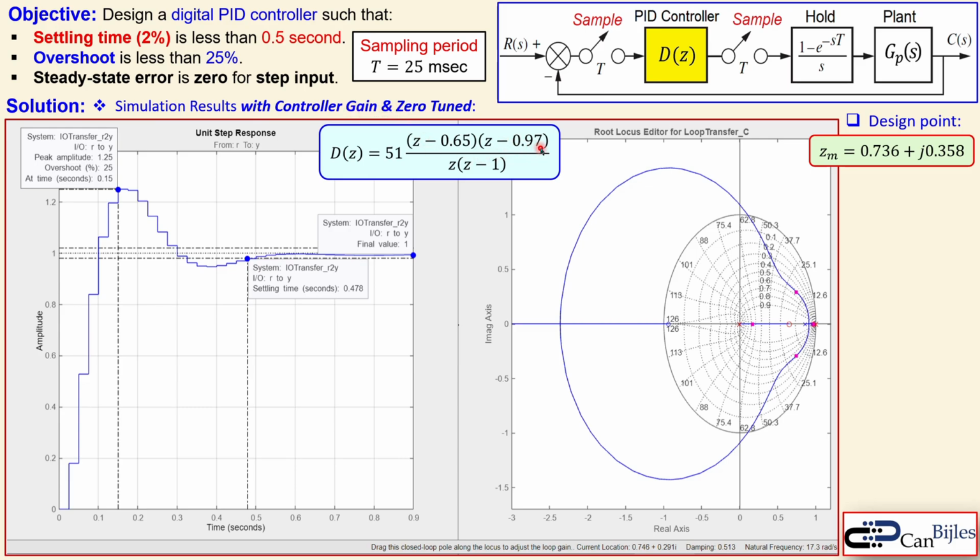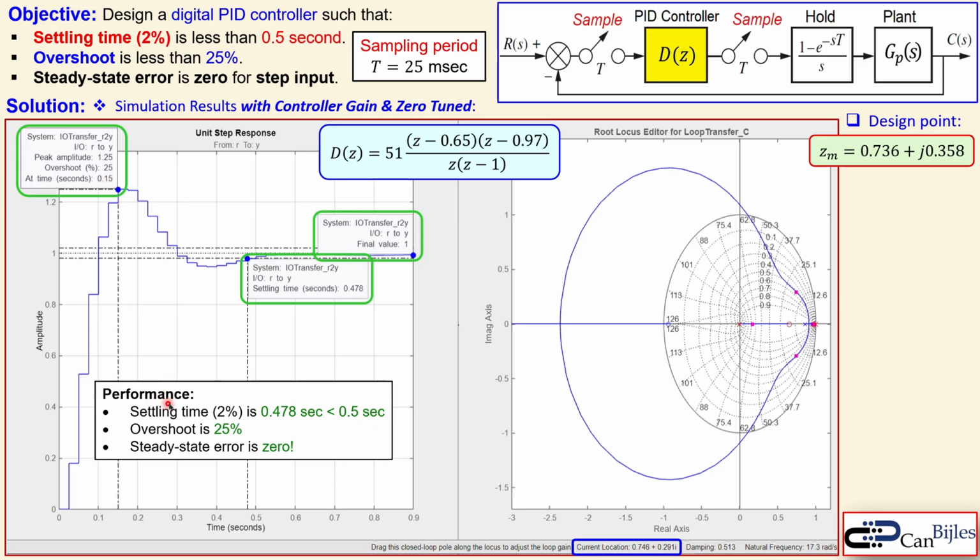This is again the same, you see that? This is shifted from 0.561 to 0.65, and I also adjusted the controller gain here, which is in this case 51. Again, a root locus plot and a unit step response. Now the current location here is very close to what we have here, but still some variations. But the most important thing is again our unit step response. You see the overshoot, settling time, and also the final value.